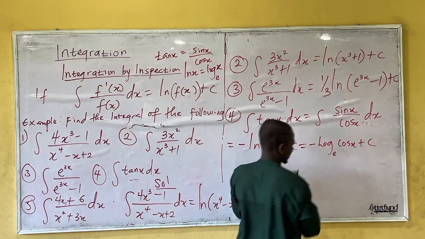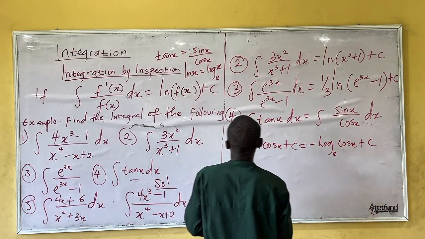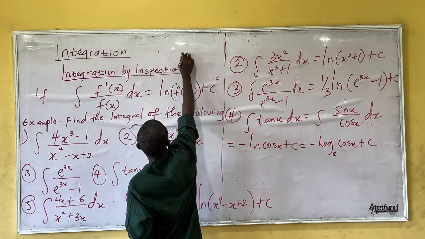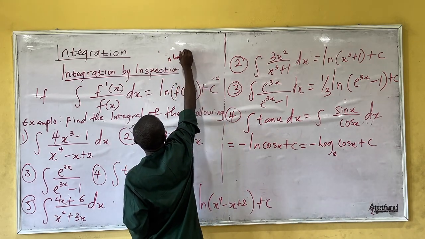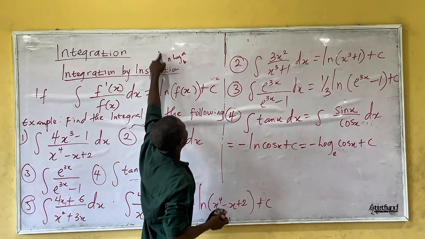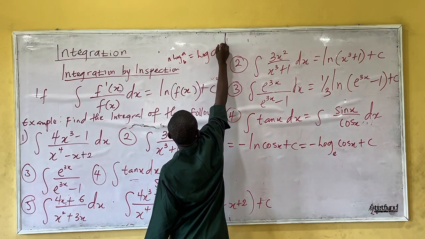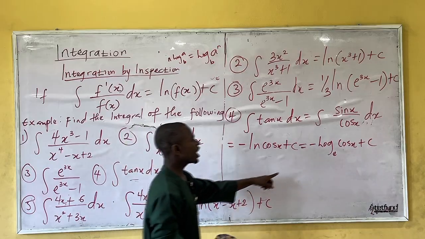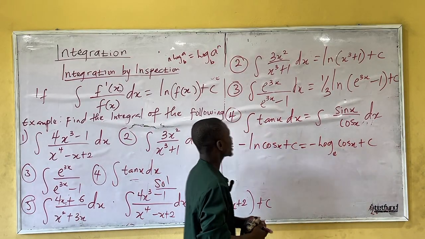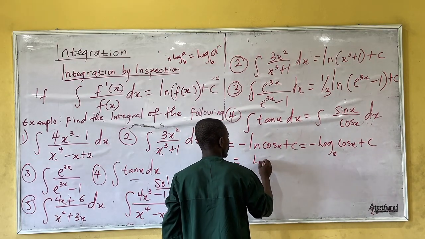But there is a negative here. According to the law of logarithm, the negative will now come to the front. Let me write the law here. The law says if given n log a base b, the number n will come to the front. It will now be equal to log a raised to the power of n base b. So I will apply that law here because there is a negative here. So the negative will now come to the front as power.